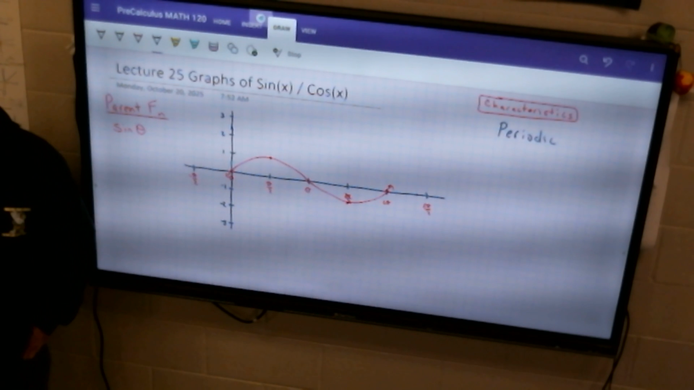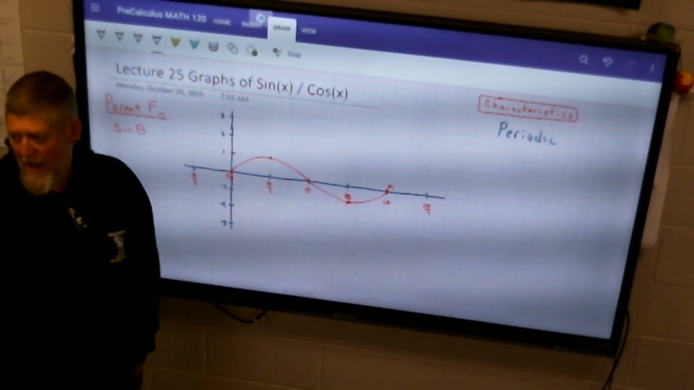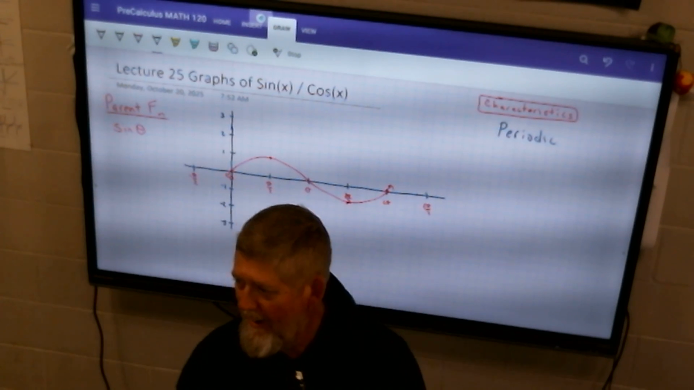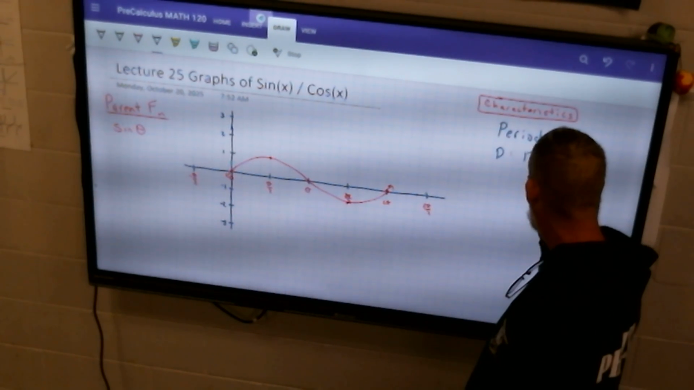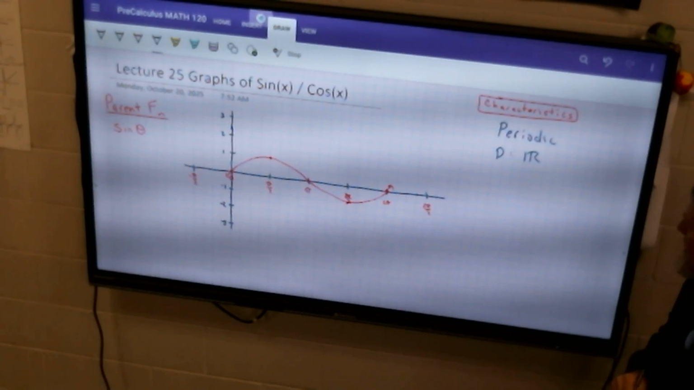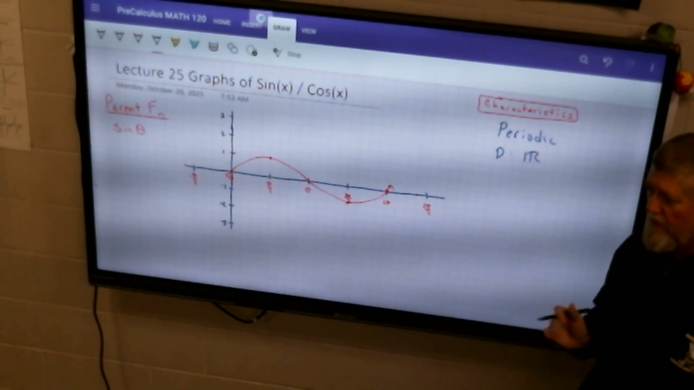Say it again. Is it endless? Put that in math terms. Alright, and it goes to infinity. So I'm going to say the domain is going to be all reals. It's endless. It goes infinitely in both directions. Negative infinity, positive infinity. Yes.